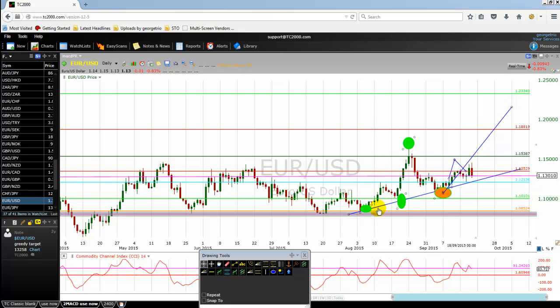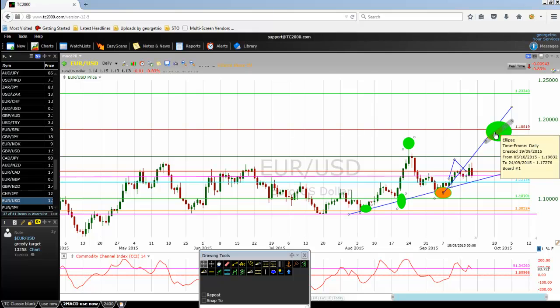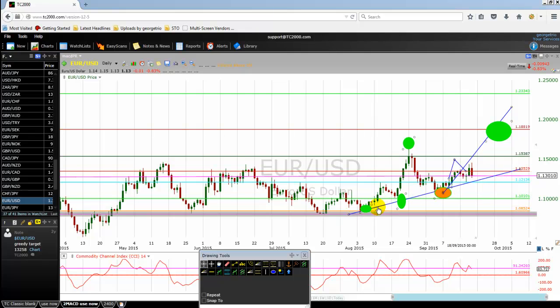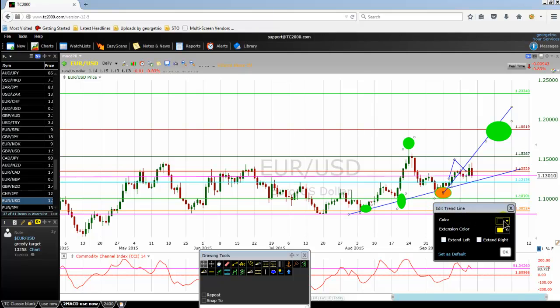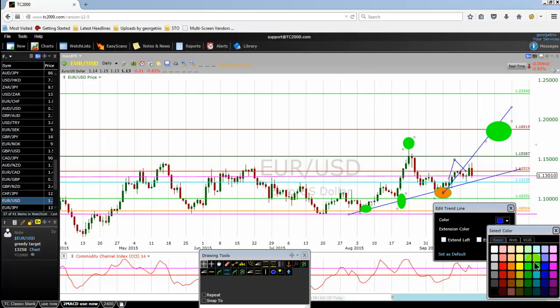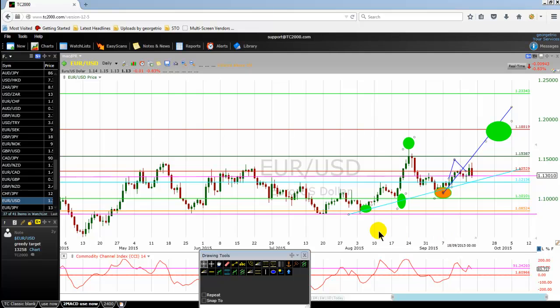So higher lows, higher lows, higher high, higher low, waiting for the new higher high somewhere above this zone here on a daily chart. We are seeing here a higher low and a bullish trend line. I'll call out my bullish trend line now, in the color turquoise. That's my new bullish trend line here.